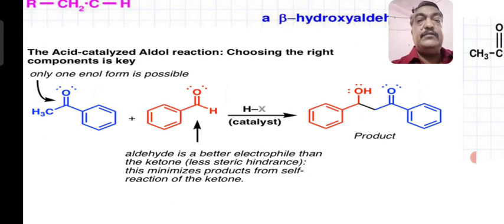Now you can see another example here. When you take acetophenone and treat it with benzaldehyde, there is formation of a product, an alpha beta hydroxy ketone. It contains a hydroxyl group as well as a ketone. I have just shown this for your information.